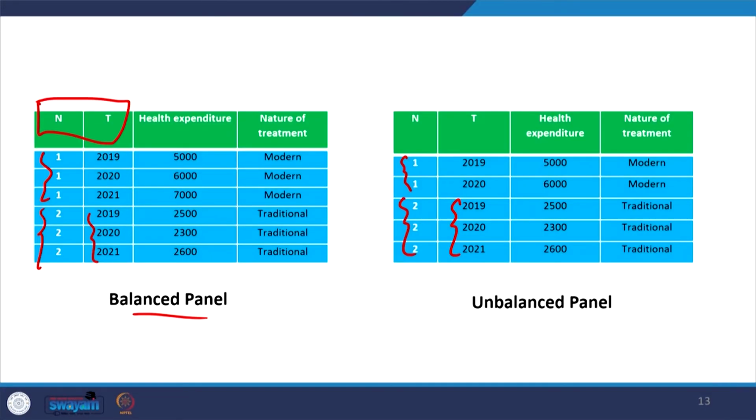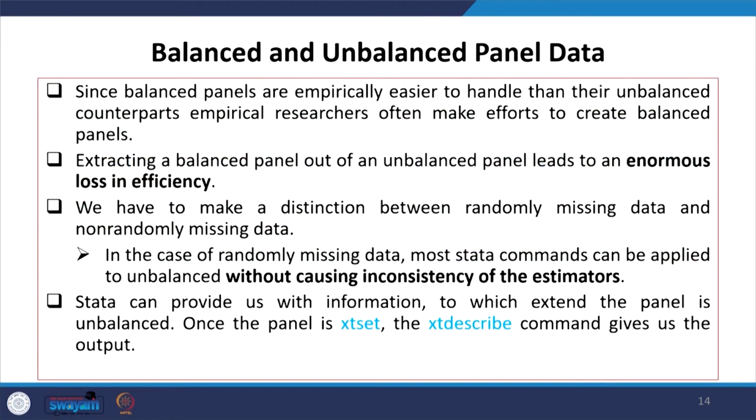Further to balanced and unbalanced panels, we wanted to mention that since balanced panels are empirically easier to handle than their unbalanced counterparts, empirical researchers often make efforts to create balanced panels. Extracting a balanced panel out of an unbalanced panel leads to an enormous loss in efficiency.